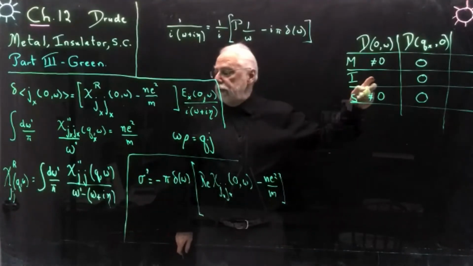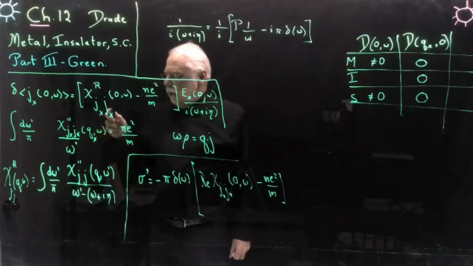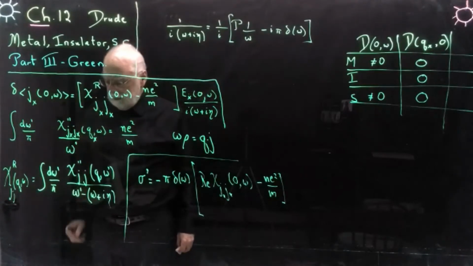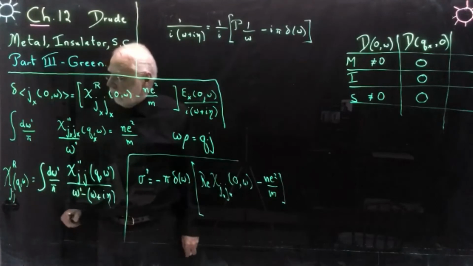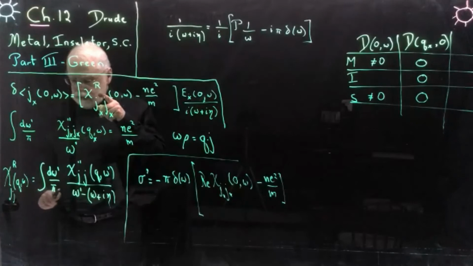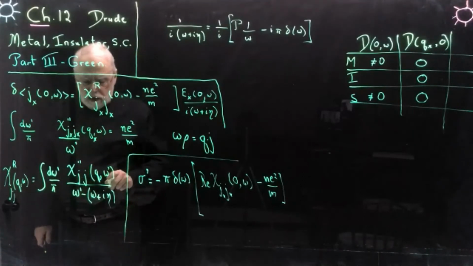Now, what happens in the insulator? In the insulator, why does this vanish? In the insulator, it vanishes because you see chi r, which is given by this. In the insulator, chi double prime is 0. There's a gap. So chi double prime is 0 as omega goes to 0.